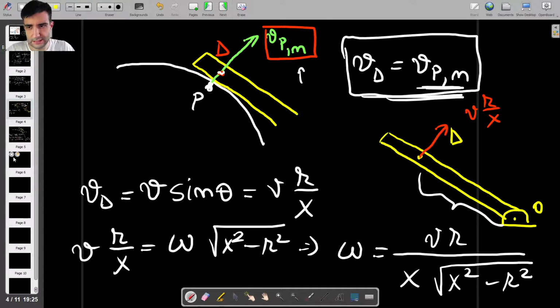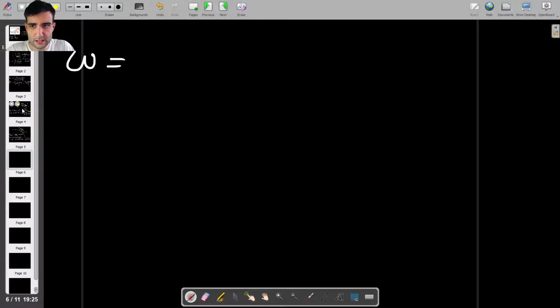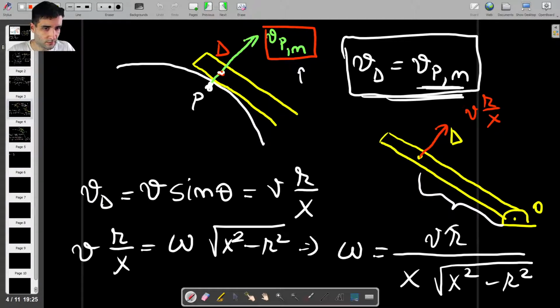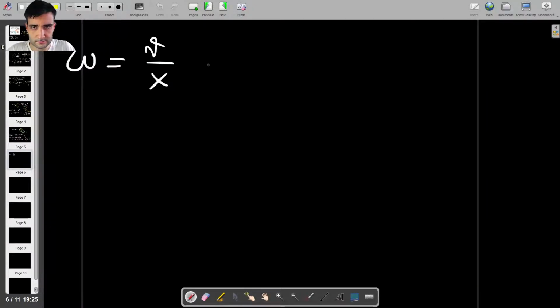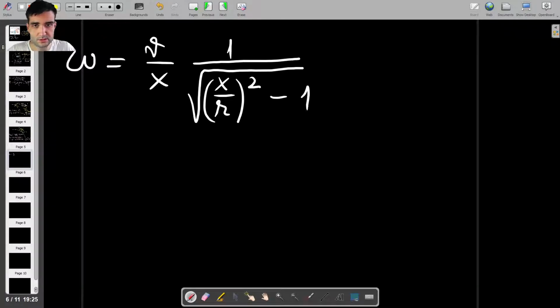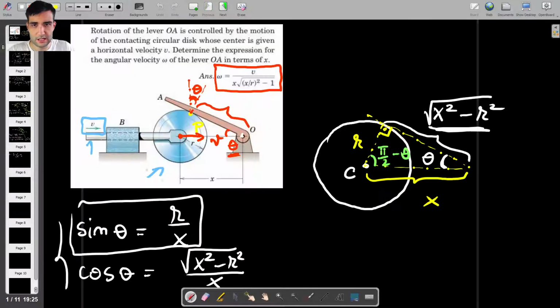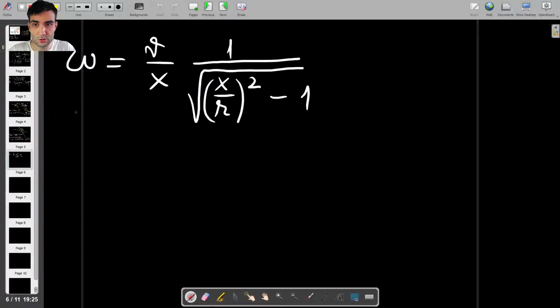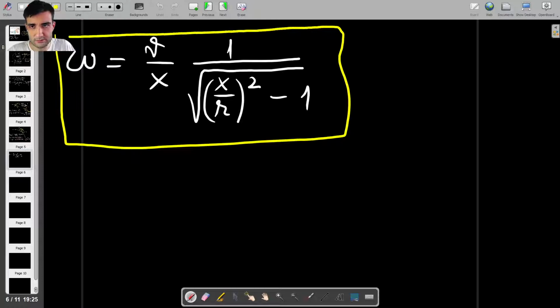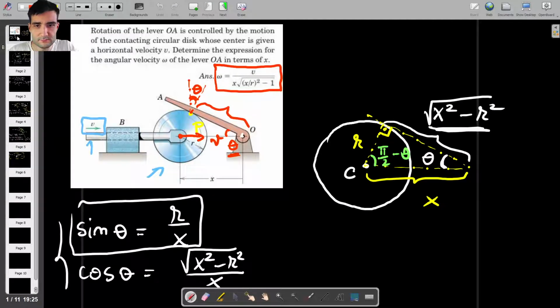And we can rearrange this slightly. We can write it as omega equals, and then we can put the V and the x together, and move the rest into the square root underneath. So this will become V over x times 1 over the square root of (x over r) squared minus 1. Okay, and if you look at this, they're exactly the same thing. So we have shown that the angular velocity of the lever has this expression right here using Euler's equation for velocity. And that's it.